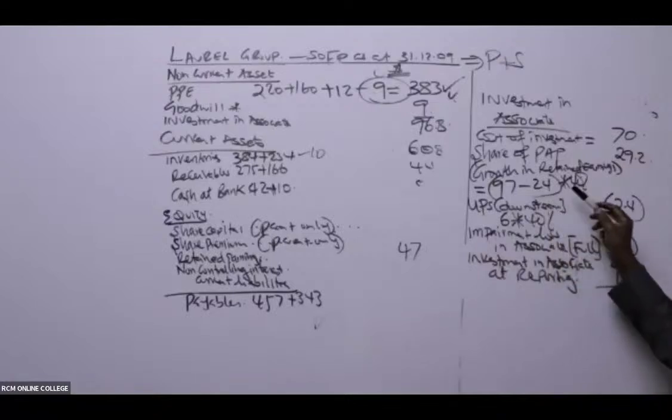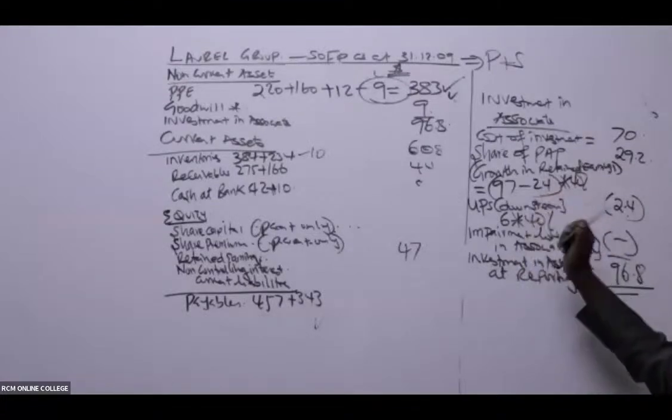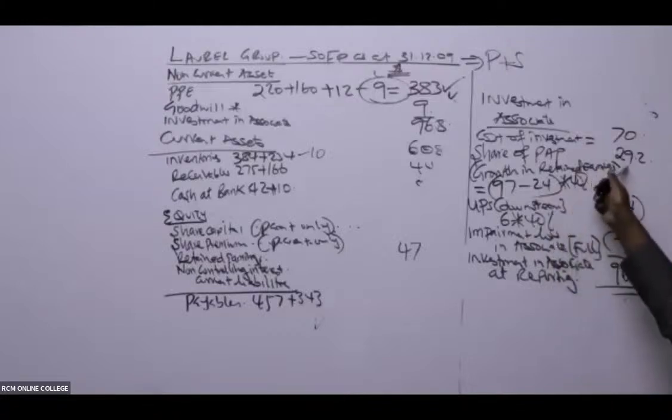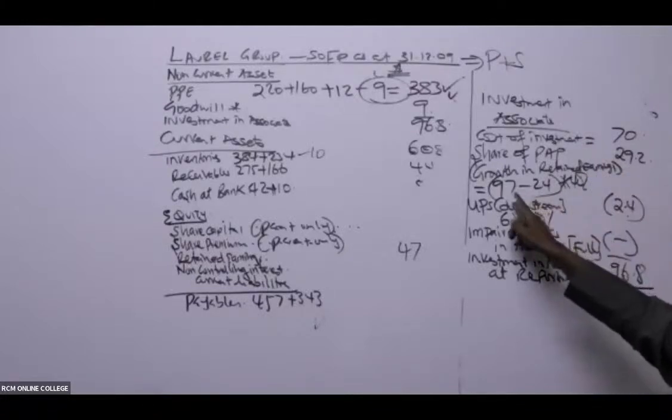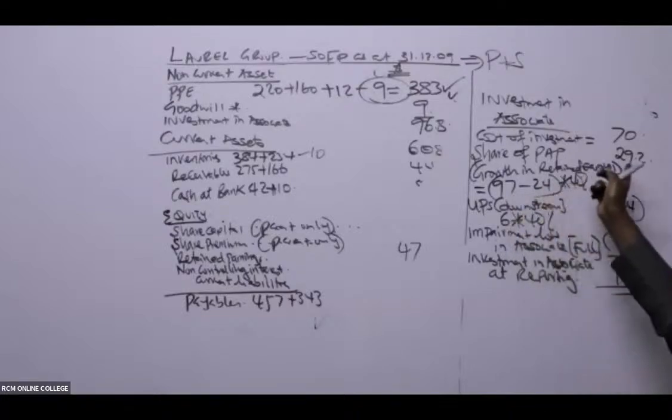But now remember, we only take our percentage. All these things, we normally take our percentage, except the investment and this impairment loss. All the others, we normally take our percentage, which will give us 9.2. And you should use your brackets well: 97 minus 24, in brackets, times 0.4, will give us that.